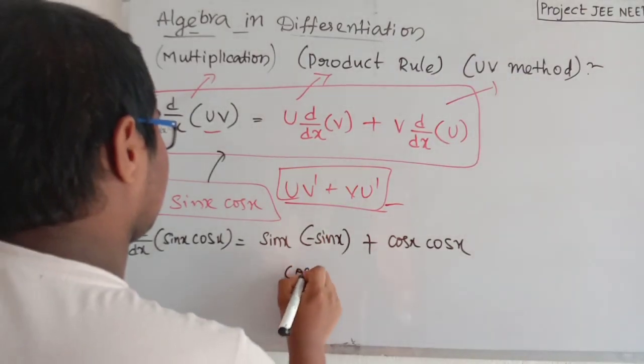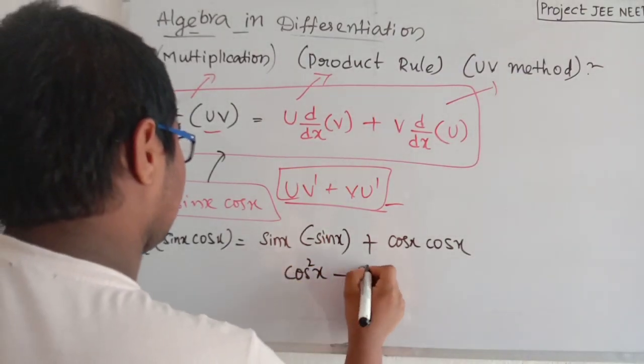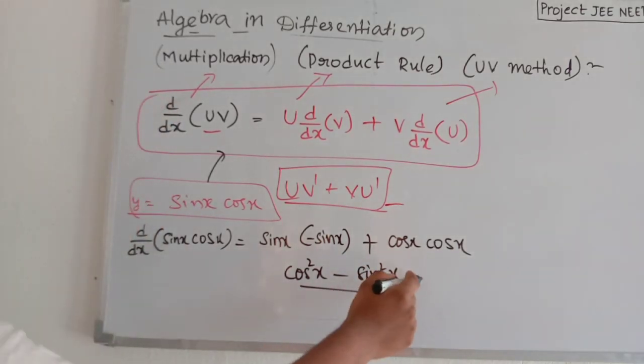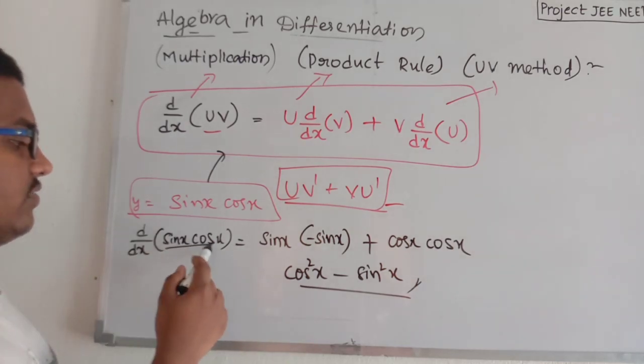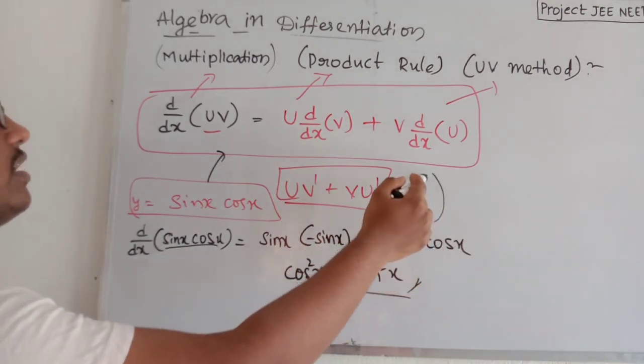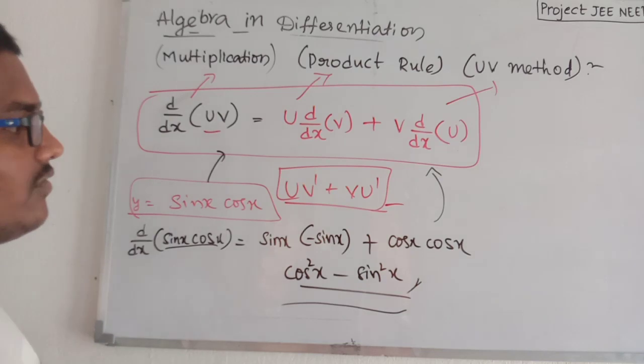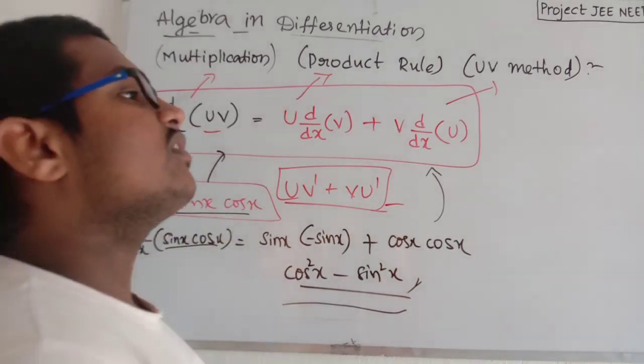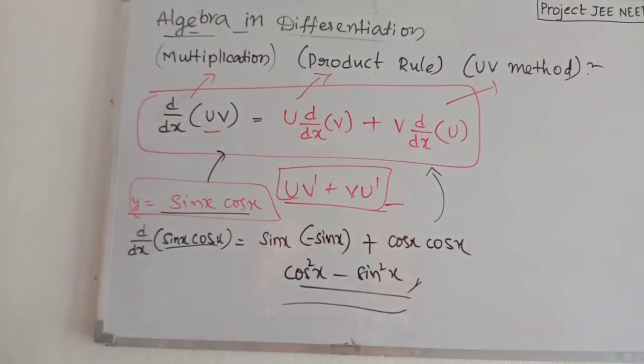cos square x minus sin square x will be the final answer after the completion of the differentiation in the multiplication way. We have just used this formula and calculated the final result of this type of problem. If you want more problems, we will discuss more problems in the next lecture. But for now, this is the first example of this method.